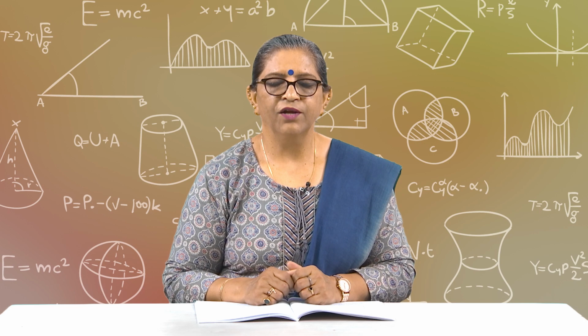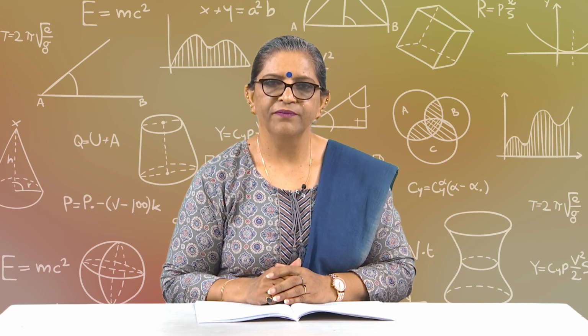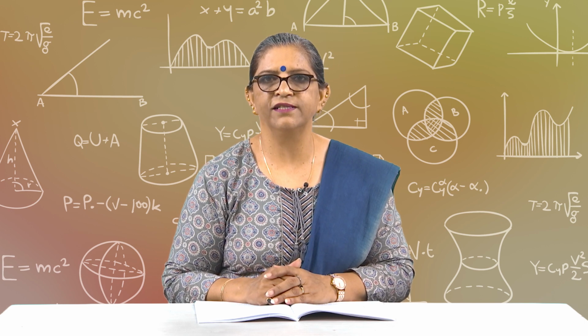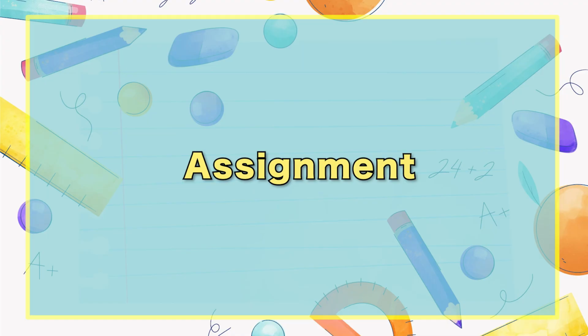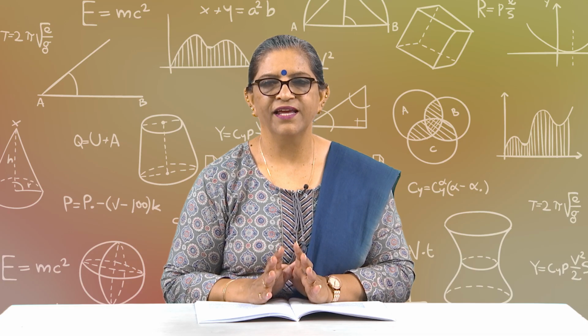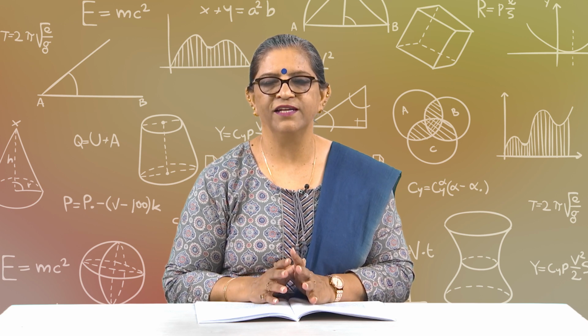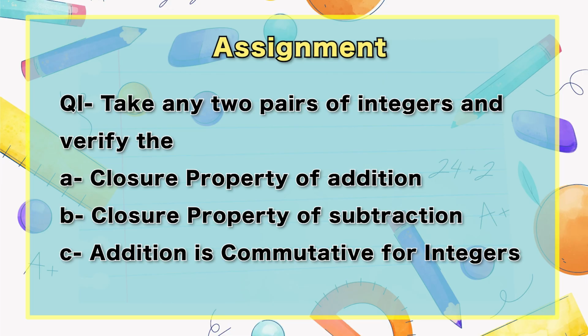Now, dear students, when we learn something, it is always better to revise it, to remember it, and for this we should do some assignments. Let us now do some assignment. There are 4 simple questions and 1 problem solving on the topics that we have learned today. The first question is, take any 2 pairs of integers and verify yourself. First one, the closure property of addition. Next is closure property of subtraction. And third is addition is commutative for integers.